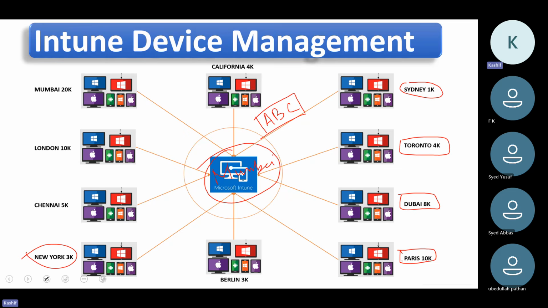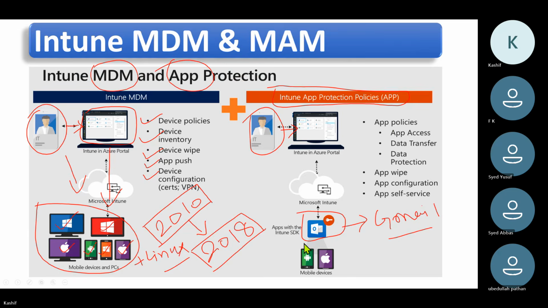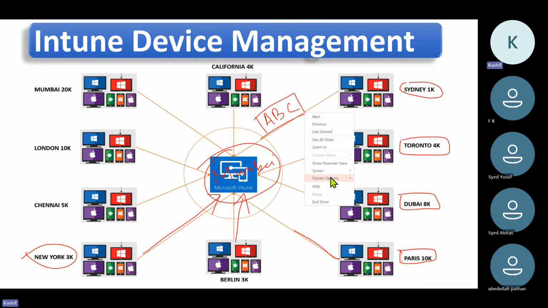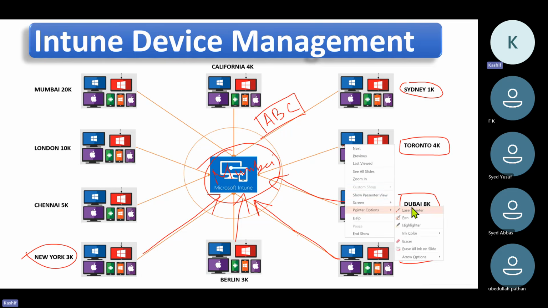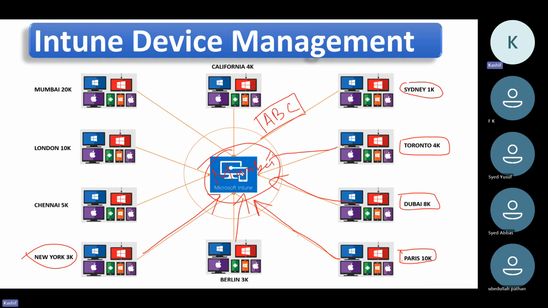In New York, there are 3,000 devices. In New York, we have Windows 10 devices, Windows 11 devices, then Apple devices like MacBook, Android, iPhone. All the devices from New York we have to enroll into Intune. All the devices from Berlin we have to enroll into Intune, right? We need to enroll all these devices into Intune. Once the device enrollment is done, we will be able to control the devices and send policies to the devices.